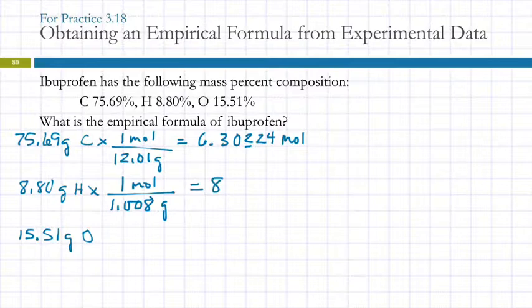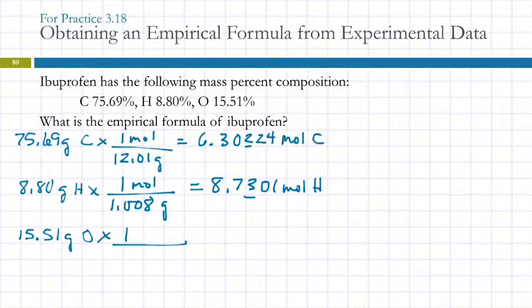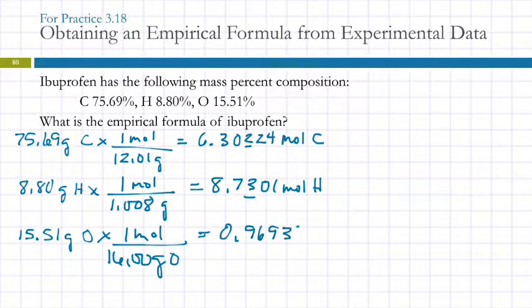So this gives me 8.7301 moles of hydrogen. That's carbon. And 1 mole over 16. So that's going to be close to 1, but not quite 1. 0.9693. 0.969375 moles of oxygen.